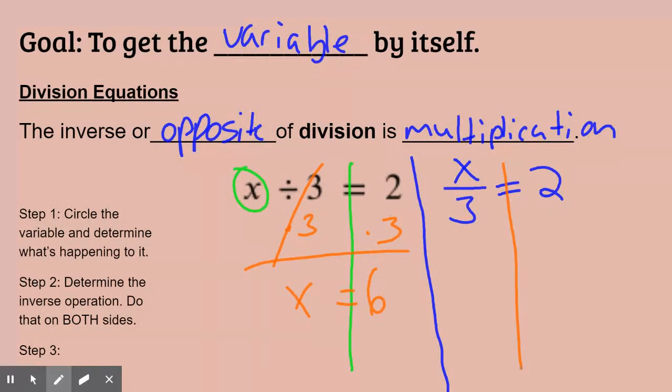Now the other way we have it written, okay, x divided by 3. I circle my x. I see the 3's being divided, so the opposite is going to be times 3. Except I'm going to write it kind of above next to the x on the left side. This cancels, so I'm left with x equals 6. So both are the same process, just written a little different, and you end up with the same answer.